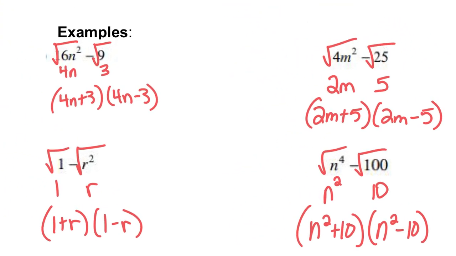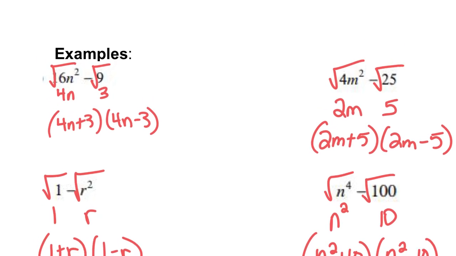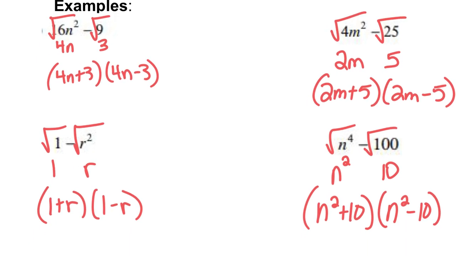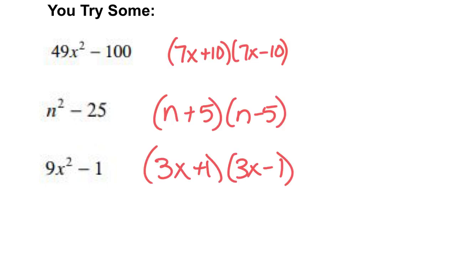All right, y'all take a minute, go to the next slide, try those, pause the video, and then come back and see if you were right. Again, you should have paused the video to try these problems out. If you've not done that, pause it now, try them, and then come back. Okay, so check yours against what I got here and see if you were able to get those same correct answers of 7x plus 10 and minus 10, n plus 5 and n minus 5, and 3x plus 1, 3x minus 1. Okay?